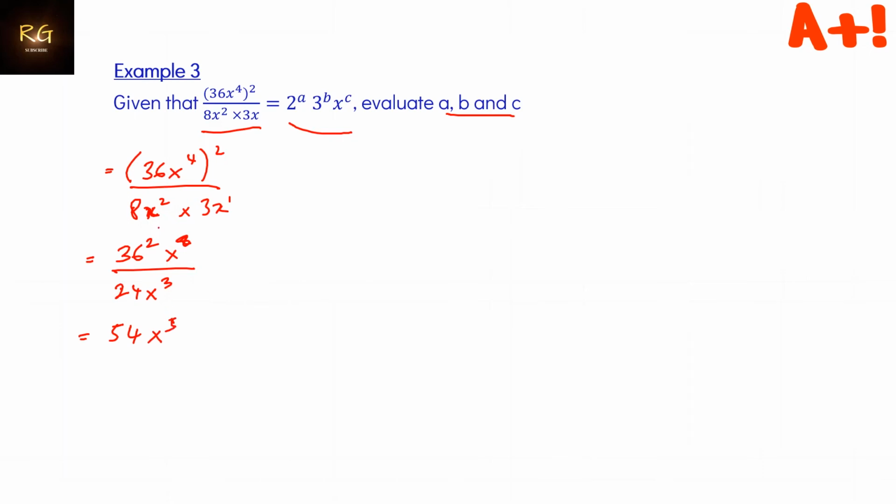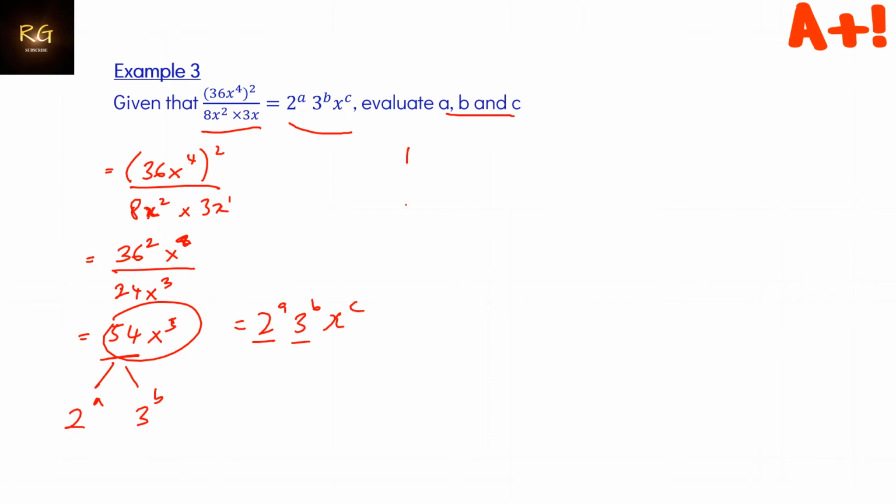Now when we try to compare this with 2 to the power of a, 3 to the power of b times x to the power of c, we can realize that only x matches with the one on the right hand side, but the numbers 2 and 3 don't match with 54, which means we need to split this 54 to be in the form of 2 and 3. The powers we don't know, correct? So there are a few methods for how we can do this.